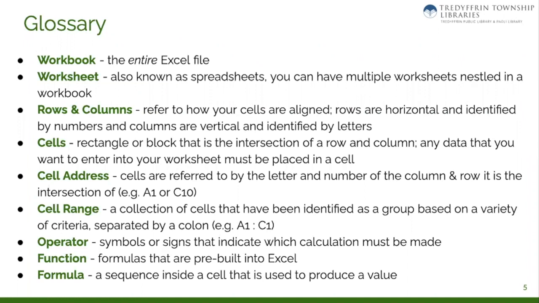A cell range is a collection of cells that have been identified as a group based on a variety of criteria, separated by a colon. So for example, A1:C1 just highlights the cells between A1 and C1. So it would be A1, B1, and then C1. Operators are symbols or signs that indicate which calculation must be made.